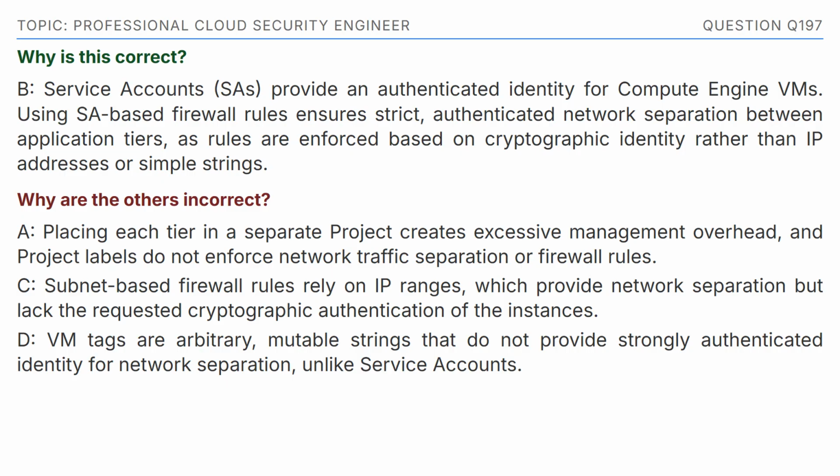Why are the others incorrect? A. Placing each tier in a separate project creates excessive management overhead, and project labels do not enforce network traffic separation or firewall rules. C. Subnet-based firewall rules rely on IP ranges, which provide network separation but lack the requested cryptographic authentication of the instances. D. VM tags are arbitrary, mutable strings that do not provide strongly authenticated identity for network separation, unlike service accounts.